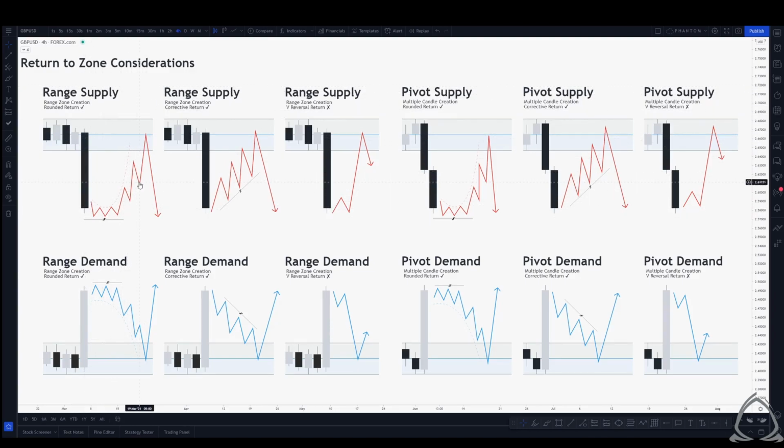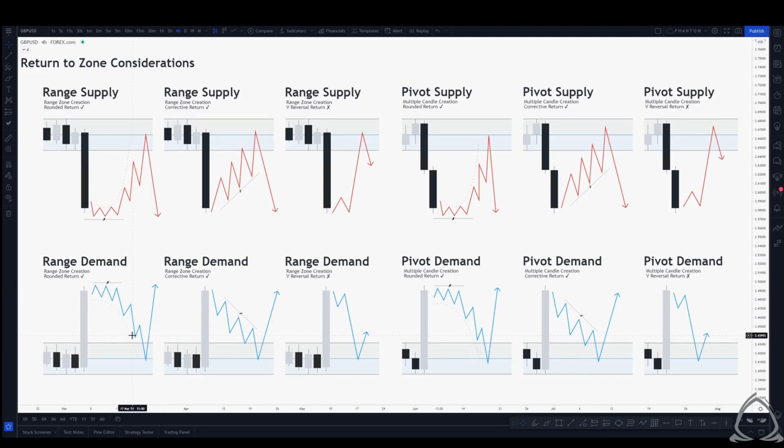If we're looking at the rounded return, what we end up seeing is price very slowly rounding out into that supply zone. More often than not, we see liquidity being built on the downside and on the slope of the return back in. We'll touch on liquidity in a later section, but keep that in mind as we progress. We can see that again in the demand section, where we have this rounded return where price slowly rounds back into the demand zone.